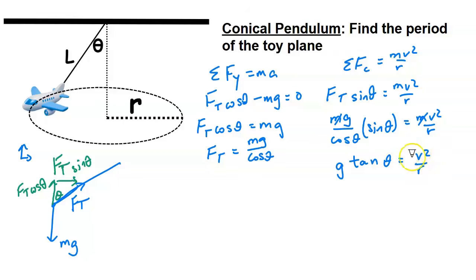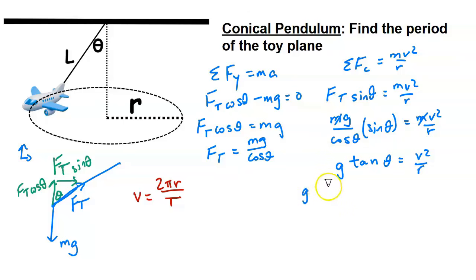Okay, so now we're trying to find the period, but how are we going to get the period? Well, if you go in a circle, the speed is equal to distance over time. So in a circle, it'd be the circumference over the time to make one complete circle. We have a name for that. We'll call that the period. So the velocity is 2 pi r over T. So we can substitute that over here.